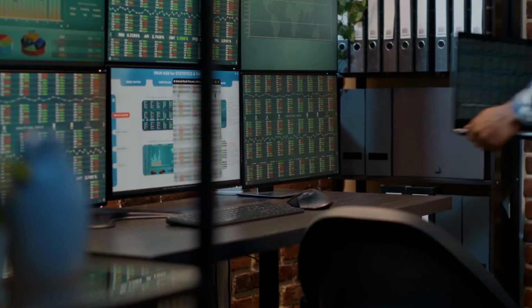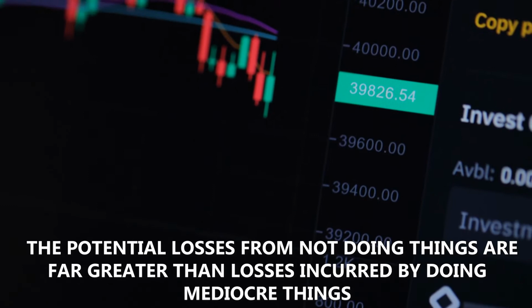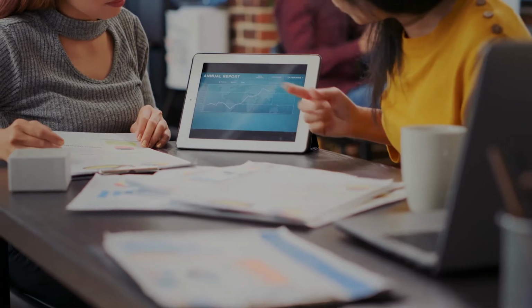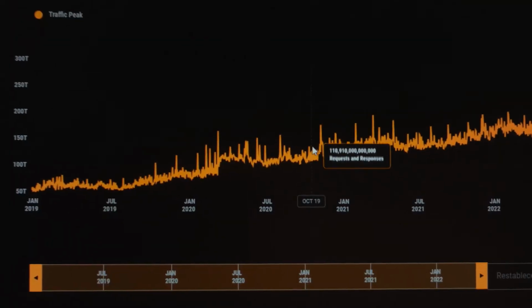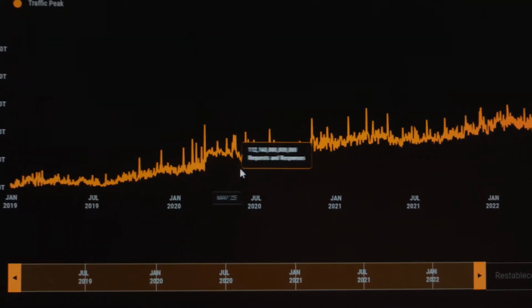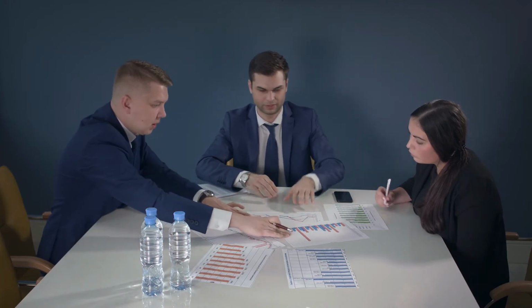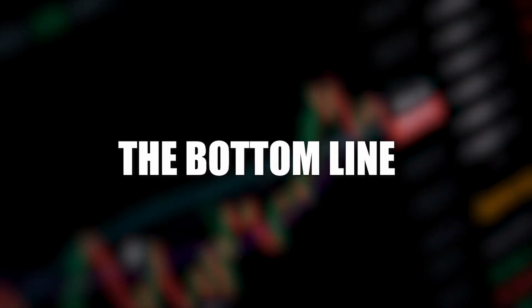As for entry and exit points, the first one is pretty simple. The moment you find out that a stock has good momentum, you invest in it without wasting a second. As Warren Buffett has said many times, the potential losses from not doing things are far greater than losses incurred by doing mediocre things. Choosing the right exit point is a little more difficult, however, as you not only need to be aware of the news to know if a stock is going to crash, but also need to be able to identify falling momentum. But both of those can be managed by using the aforementioned tool sets. Now, as you can imagine, there is a lot more to it than just that. But as long as you're able to cover these bases and keep trying to learn more, you will become an expert in no time.